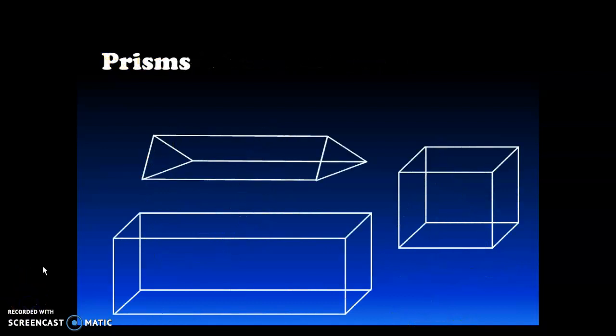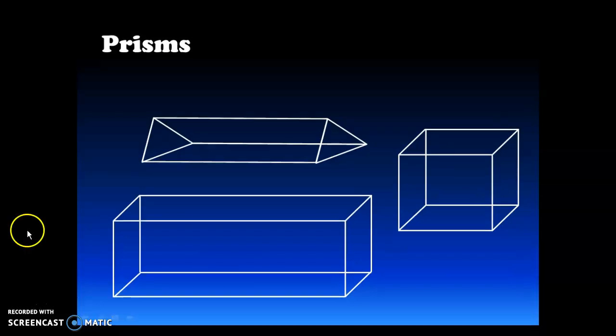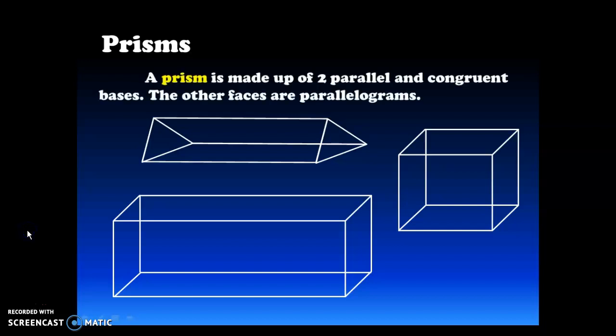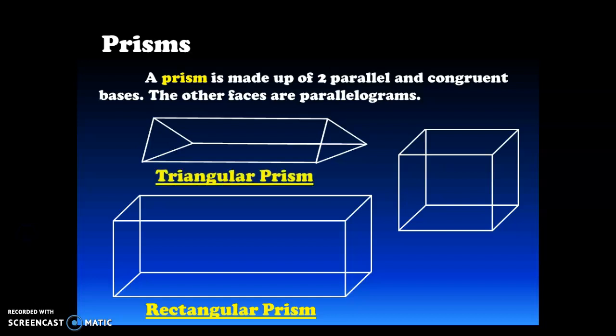A while ago, I told you that a polyhedron may be a prism or a pyramid. A prism is made up of 2 parallel and congruent bases. The other faces are parallelograms. A prism is named after the shape of its base. If its base is a rectangle, it is called a rectangular prism. If its base is a triangle, it is called a triangular prism. This one is a cube. All of its faces are squares.